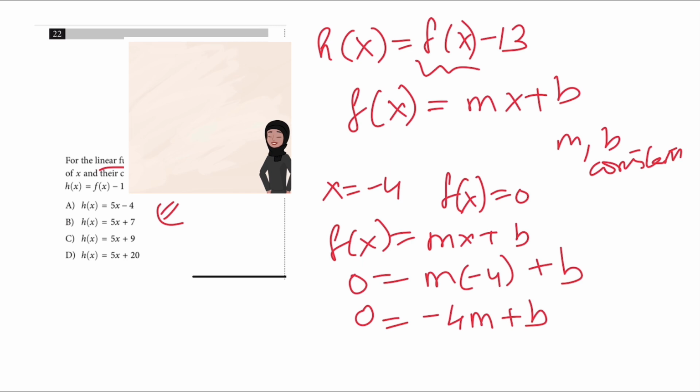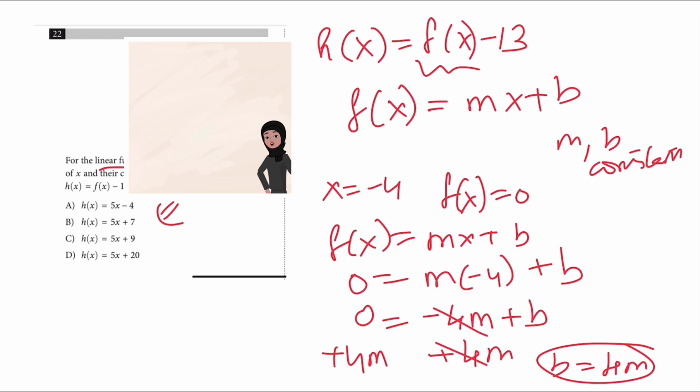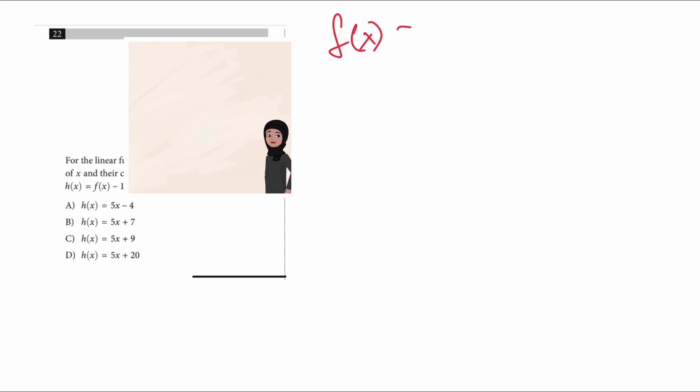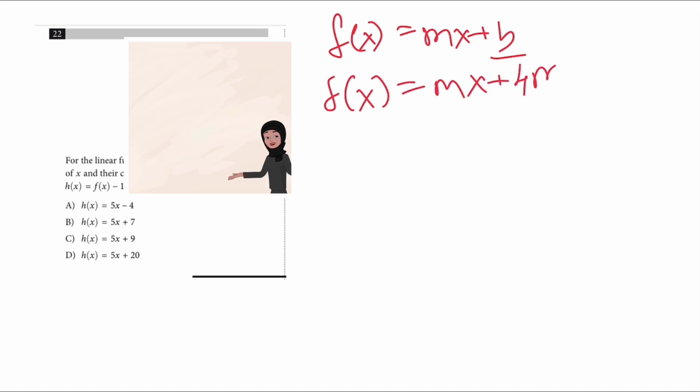Now let us add 4m to both sides. So we will get b to be equal to 4m, because on the right side negative 4m and plus 4m will cancel. So that means now our f of x function is equal to mx plus b. We will replace this b by 4m. So f of x would be equal to mx plus 4m.